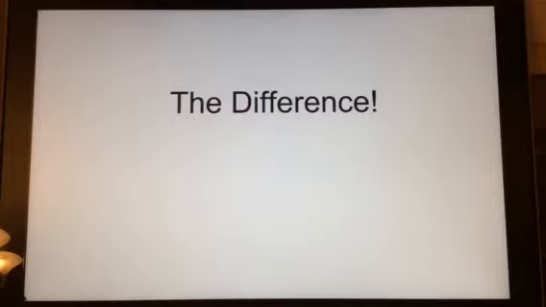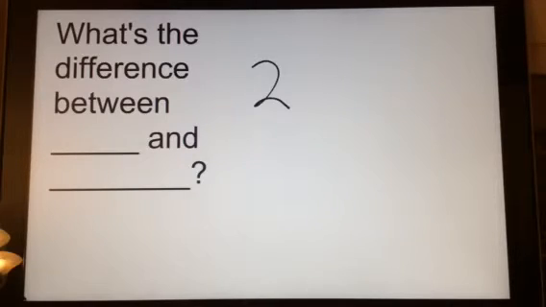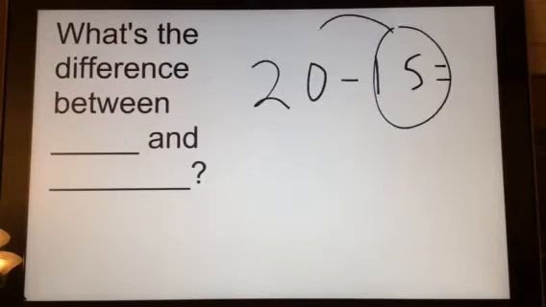This lesson will be about finding the difference. When most people see an equation that looks like this, they would say 20 minus 15, 15 subtracted from 20, 15 less than 20, but the children know that they can also say it, what's the difference between 15 and 20?